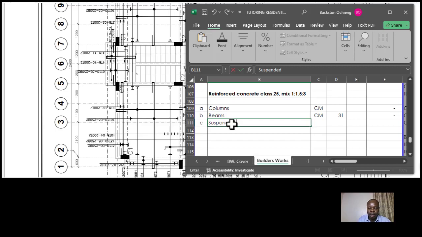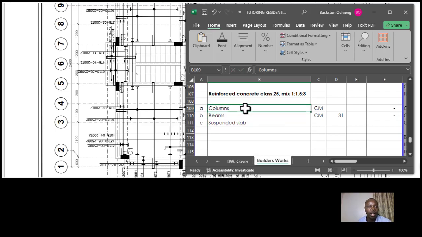The rule states that we need to measure the suspended slab in square meters, but to what extent do you need to consider the coverage for those square meters? Those are some of the items we'd like to cover today. After the suspended slab, I would like us to look into the staircase, a bit of it. So the unit for measuring suspended slab is square meters.